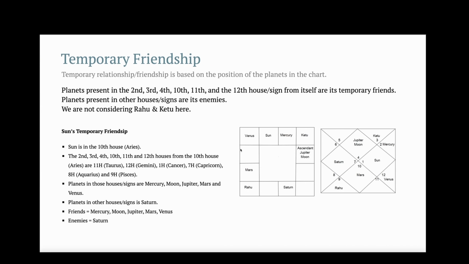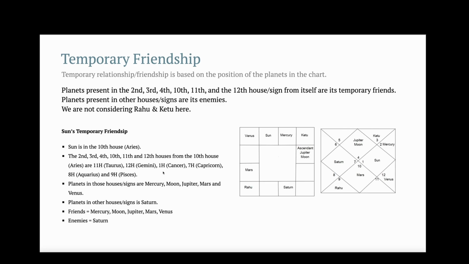Now let's move on to temporary friendship. The temporary friendship or relationship is based on the position of the planets in the chart. So we have this example chart, and we'll calculate the temporary friendship of planets based on the placement of the planets in this example chart. The rule for temporary friendship is that planets present in the 2nd, 3rd, 4th, 10th, 11th and 12th sign from itself are its temporary friends. And planets present in other houses or signs are its enemies, and we are not considering Rahu and Ketu over here. So let's calculate the Sun's temporary friendship based on this example chart.